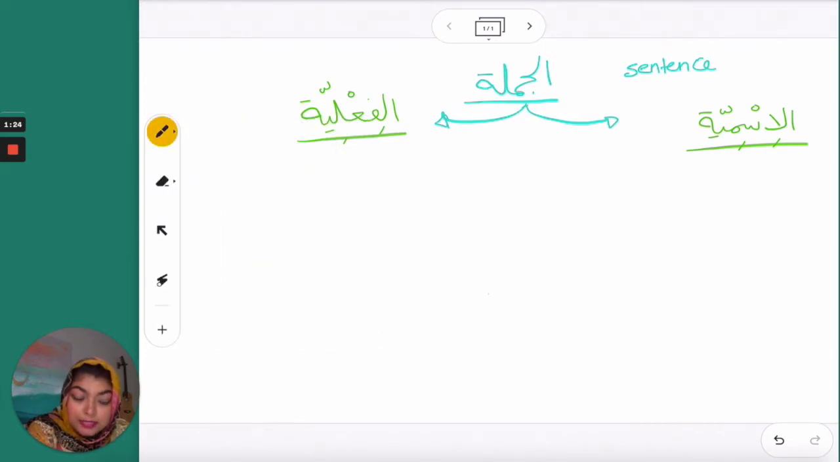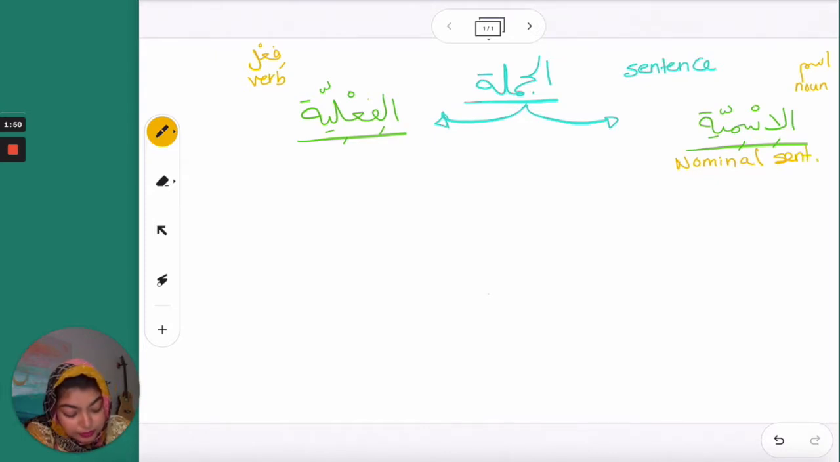Notice جملة الاسمية comes from the word اسم, which in grammar means noun. Of course, اسم means name, but in grammar we refer to اسم as noun. جملة فعلية comes from the word فعل, and فعل is a verb. So these are the two types of sentences. We call this a nominal sentence, وجملة فعلية, we call this verbal sentence.